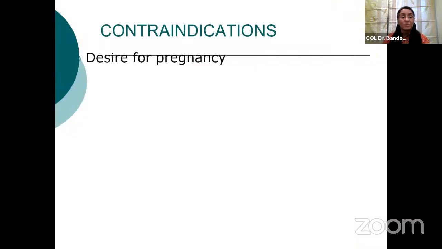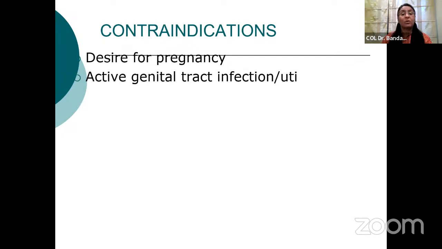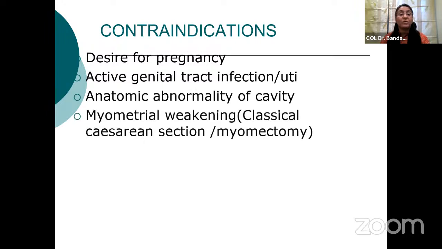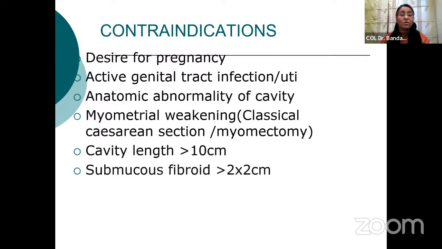The contraindications being wherever there's a desire for pregnancy, or if there's an active genital tract infection, or if there's an anatomical abnormality or myometrial weakening where there is a previous cesarean or a myomectomy scar. So these are the contraindications for a local ablation.